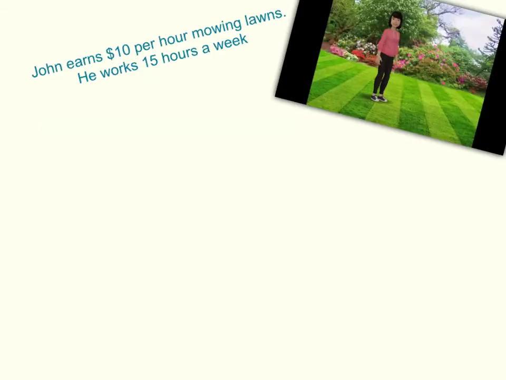For the next few given examples, we have to decide what are the two variables, which one is the dependent variable and which one is the independent variable, and then describe a reasonable domain and range that matches the two variables. So for the first one, it says that John earns $10 per hour mowing lawns, and he works 15 hours a week.